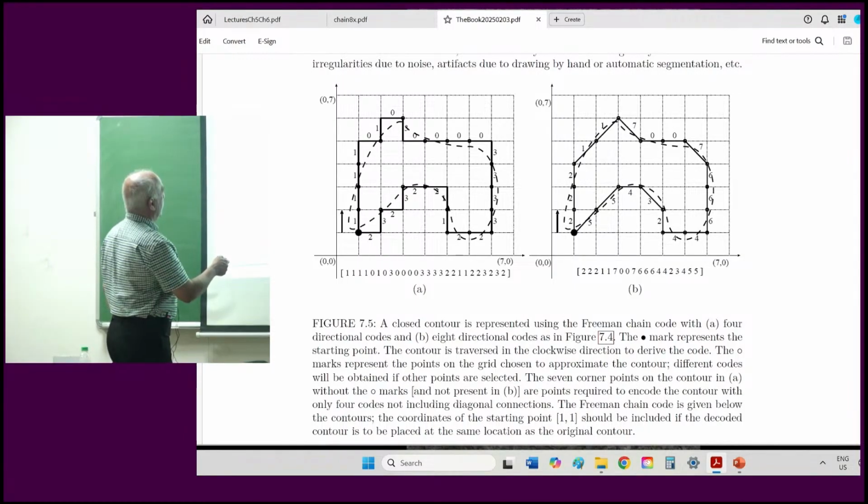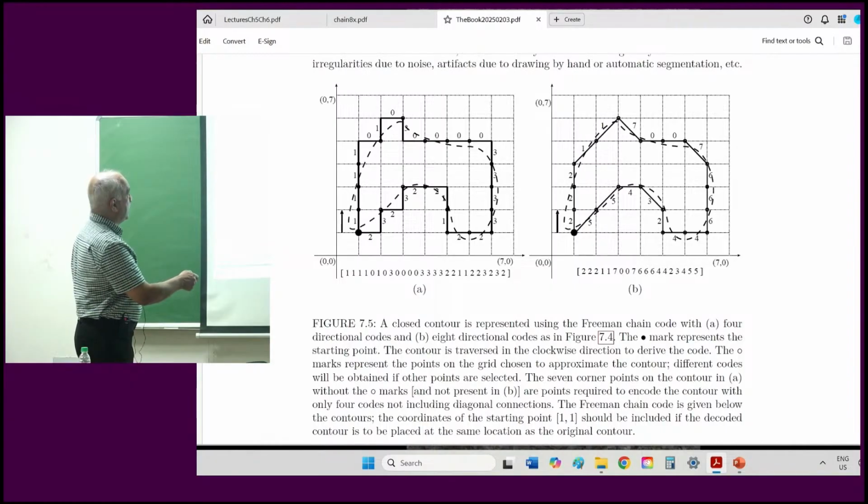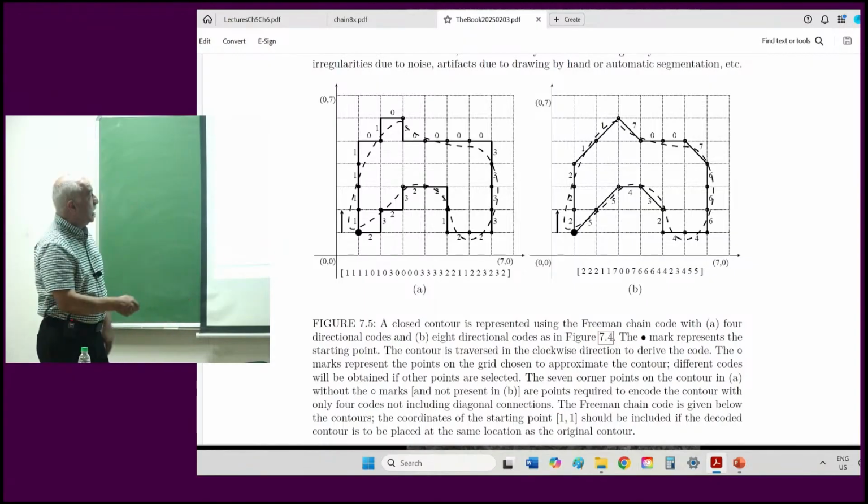So it's 1, 1. This point is approximated by this point, and that point is approximated here on the grid. So the real contour is that shape. If I use only these 4 directions, that's the closest approximation I get. So the code is this: from here, 1, 1, 1, 1, 1, 0, 1, 0, 3, 0, 0, 0, and so on. That is the chain code.